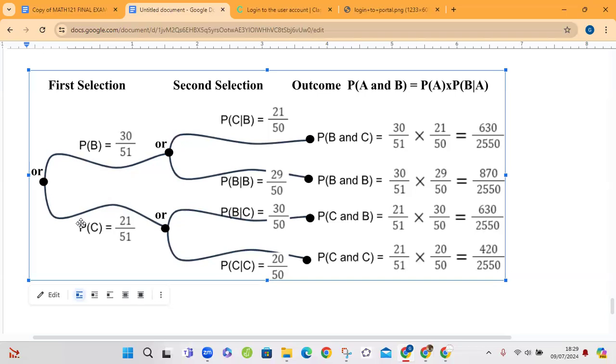Now, bear in mind, be it a berry or a cherry, whatever it is, she's going to eat it. So when she comes to select again, there will not be 51 fruits anymore, because one of them would have been eaten, either berry or cherry. So in a second selection, there will be 50 fruits. That is why now you have 50 as the denominator for each possibility. So let's analyze the first possibility.